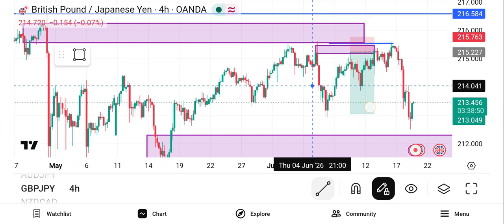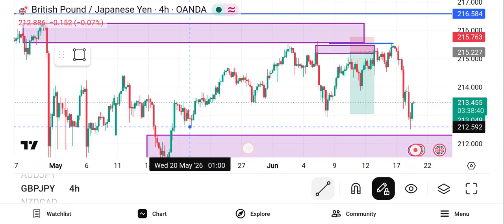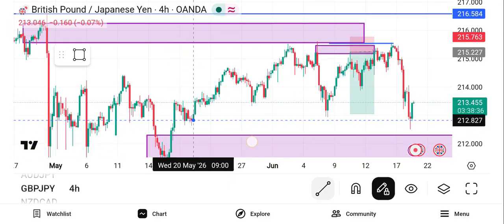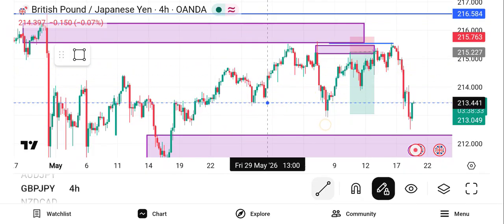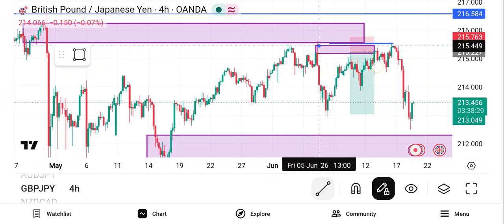When you observe a market structure shift, it is simply telling you that the current trend is coming to an end and the market is about to trade in the opposite direction. All right, so the market was creating a series of higher low, higher high, higher low, higher high, higher low, higher high, and then this is the last low before it created this high.